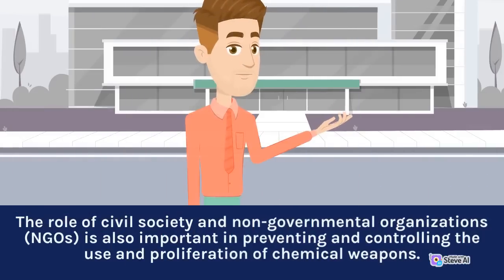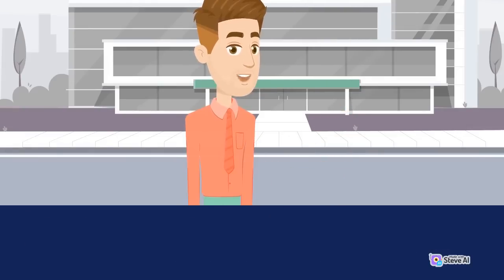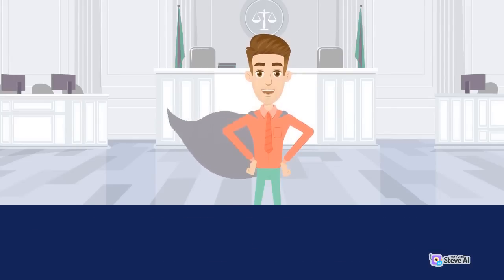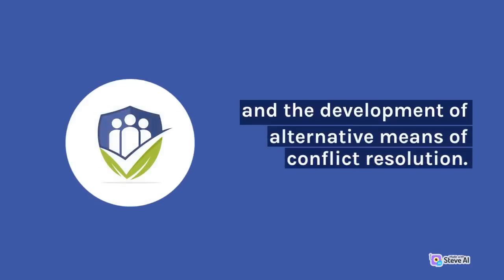The role of civil society and non-governmental organizations, NGOs, is also important in preventing and controlling the use and proliferation of chemical weapons. NGOs can play a key role in promoting awareness and understanding of the dangers of chemical weapons, as well as in promoting disarmament and the development of alternative means of conflict resolution.